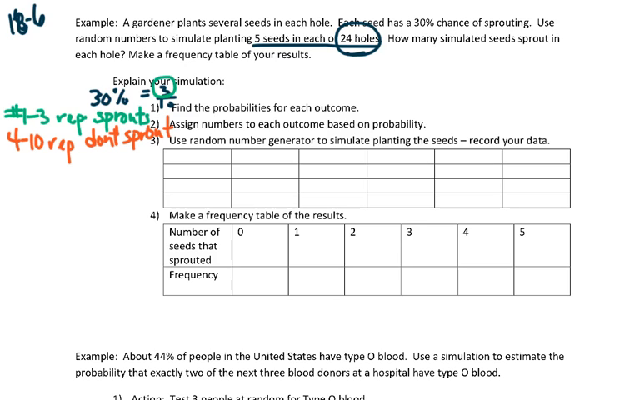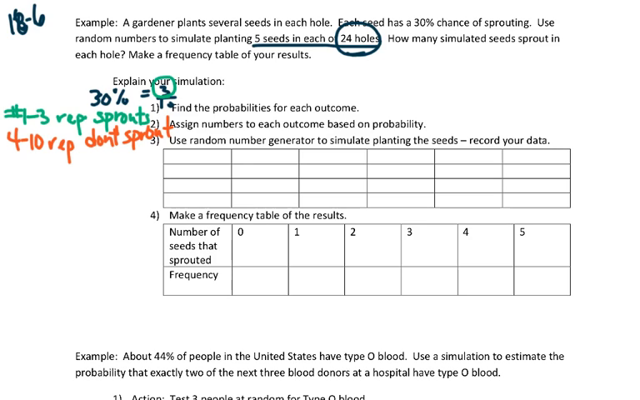Okay, and then we're going to use a random number generator to simulate planting the seeds into 24 holes. Now, it's going to be hard for me to fit all of this in with my writing utensil that I'm using, so just bear with me. Notice that my table has 24 slots in it. Those represent the 24 holes. And I am going to plant 5 seeds in each hole, and I'm going to see which seeds sprout.